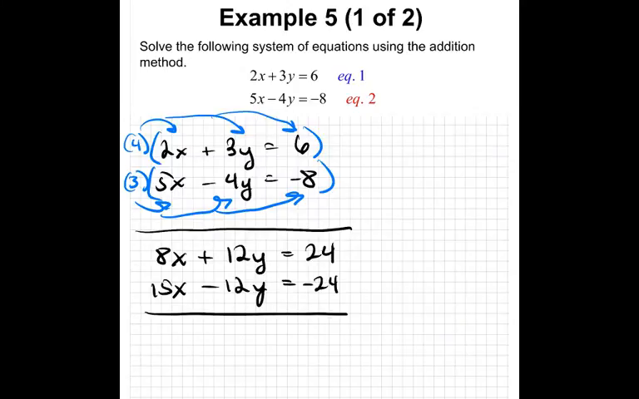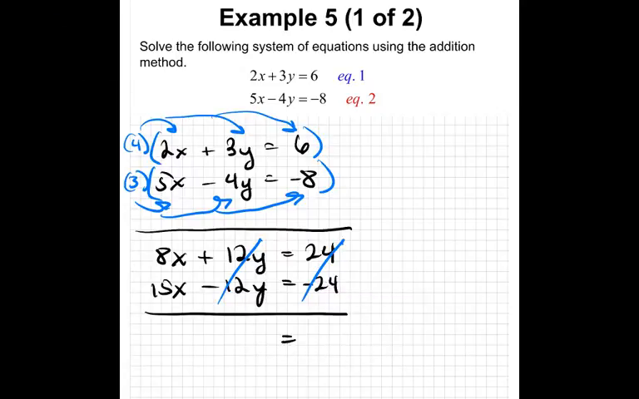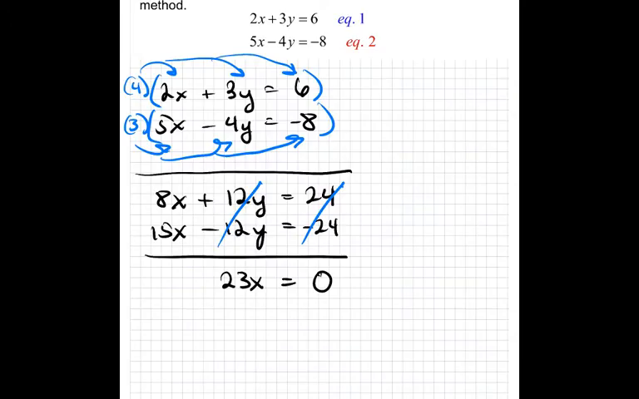So now if we add the two equations together, this adds to 0, this also adds to 0. So the equal sign comes down. 15 and 8, what is that? 23. That's going to be 23x equals 0. We divide both sides by 23. X is going to be 0 divided by 23.